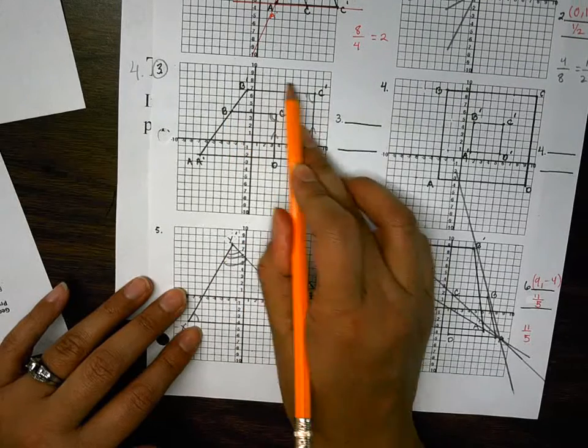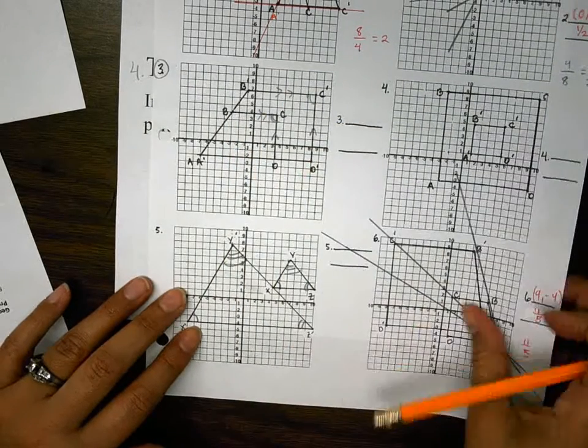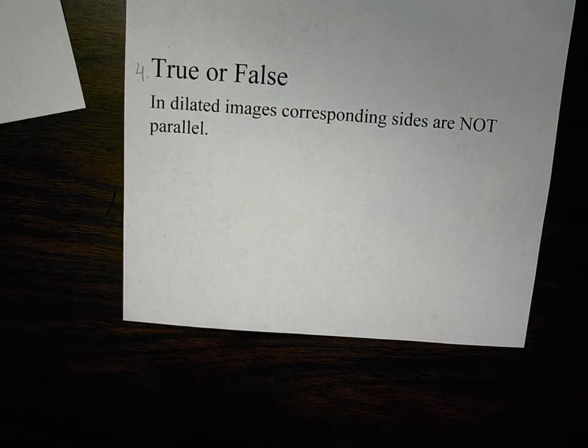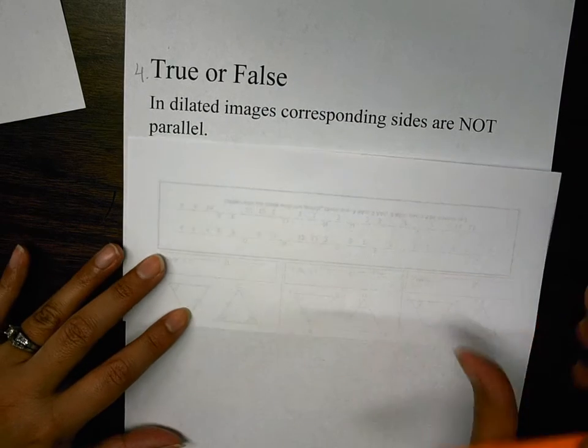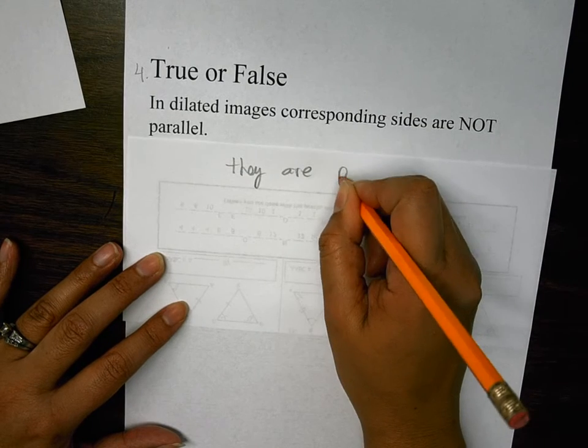BC and B prime C prime, are those parallel? Yes. So let's ignore the true false question. Let's just answer it. Is it parallel or not parallel? What would you say? Parallel. Good. They are parallel.